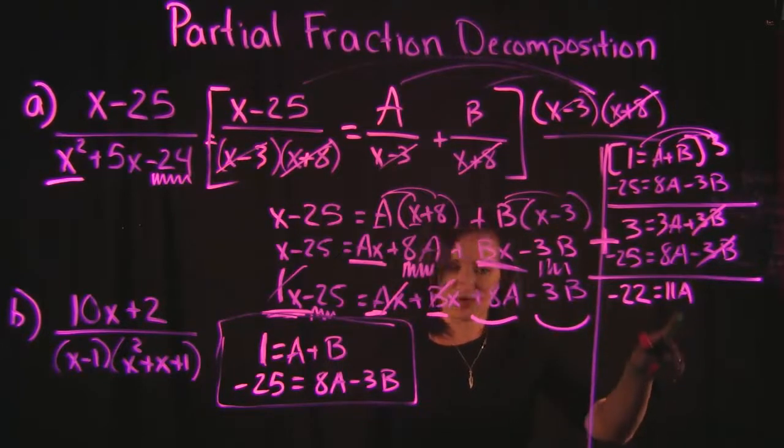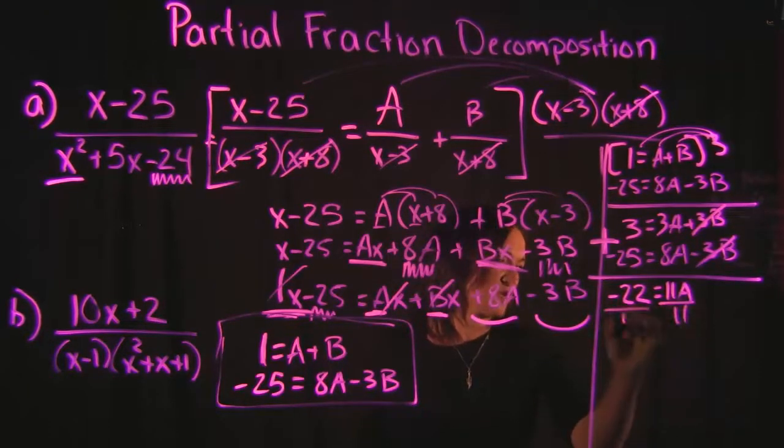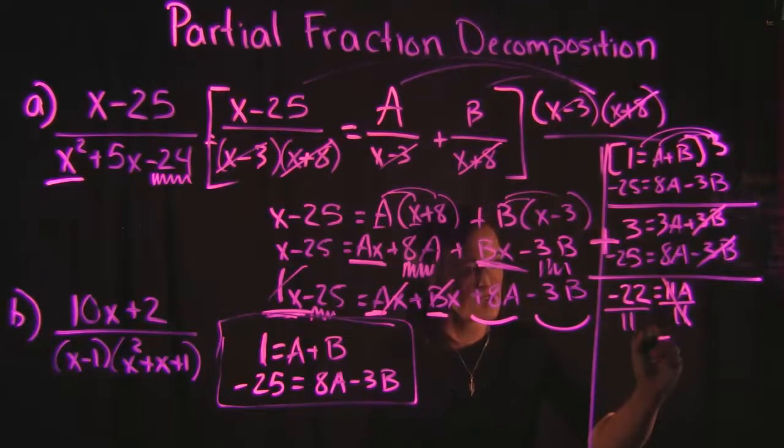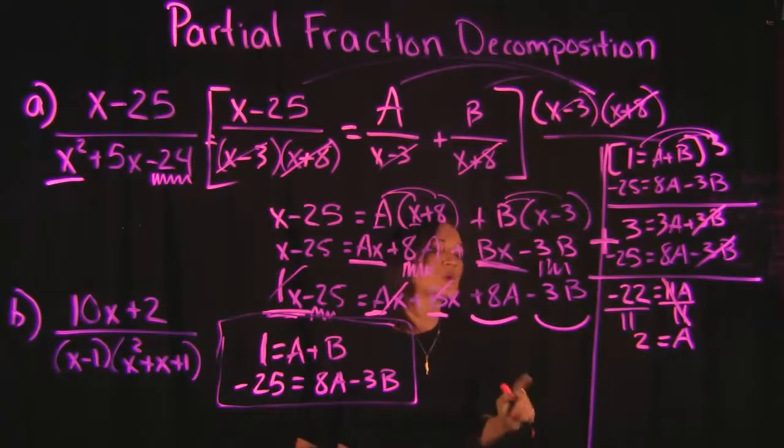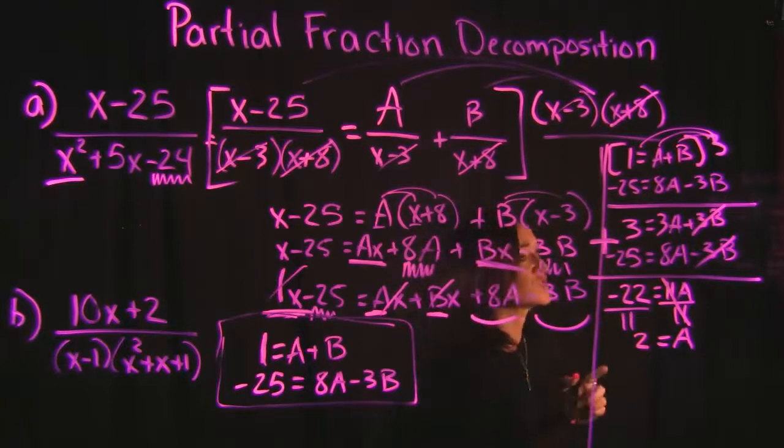So we're solving this one here for a. In order to solve for a, all we have to do is divide both sides by 11. So 11 divided by 11 cancels, gives me an a. Negative 22 divided by 11 is a 2. So we know that a is equal to 2.